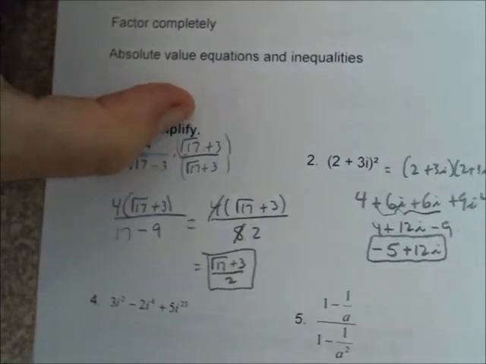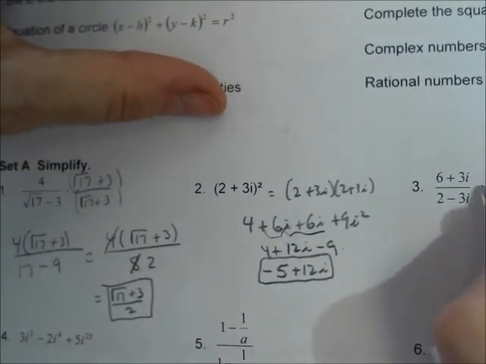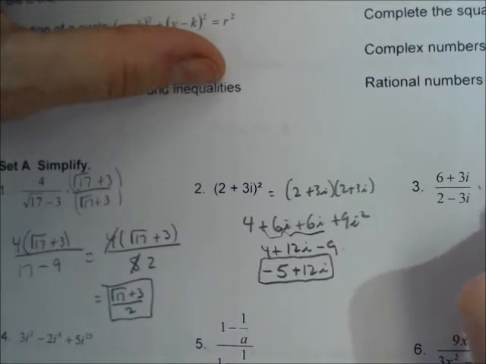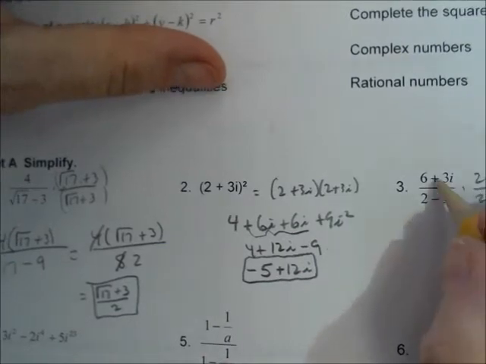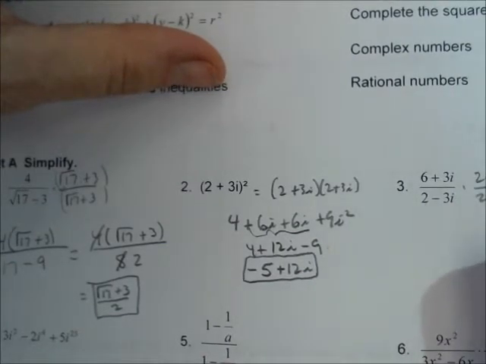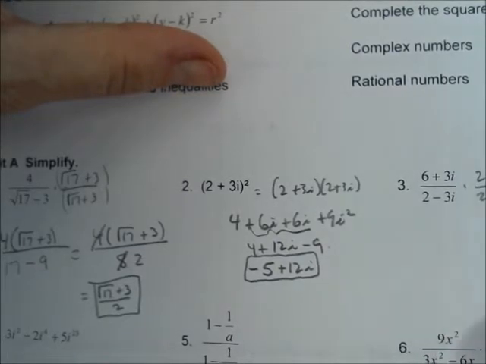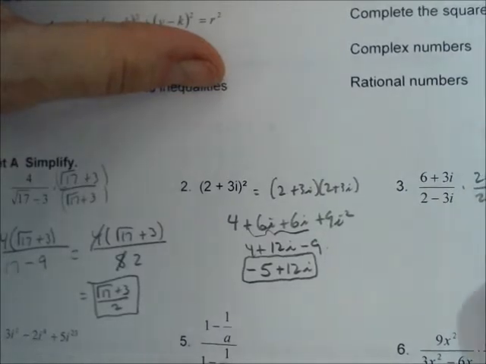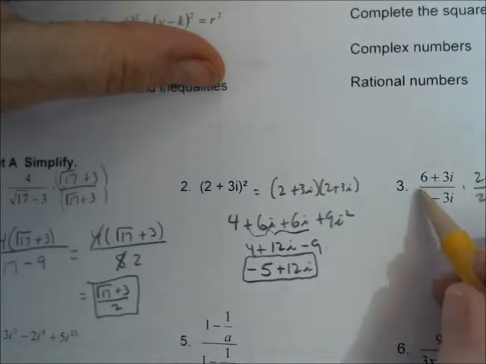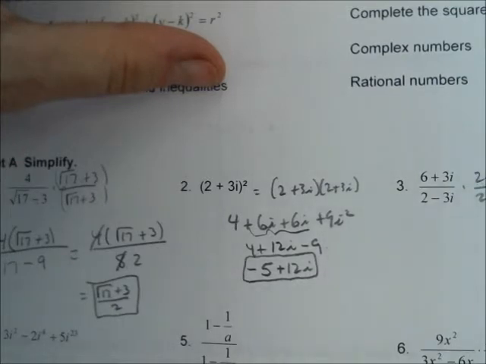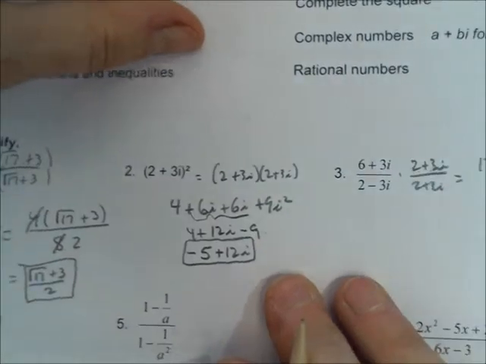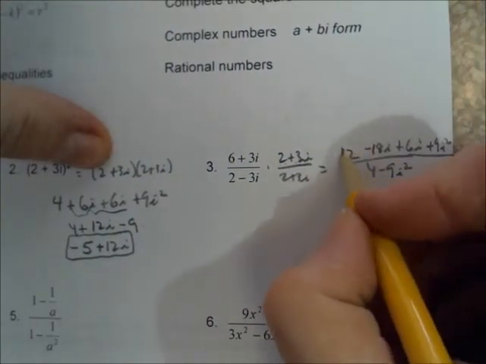Negative 5 plus 12i. Number 3, you multiply the top and bottom by the conjugate of the denominator, 2 plus 3i, over 2 plus 3i. The top has to be FOILed. 12 minus 18i plus 6i, all over 4 minus 9i squared. Oops, I'm sorry, I didn't do the last one. 3i times 3i is plus 9i squared. FOIL. Oops. Here we go.